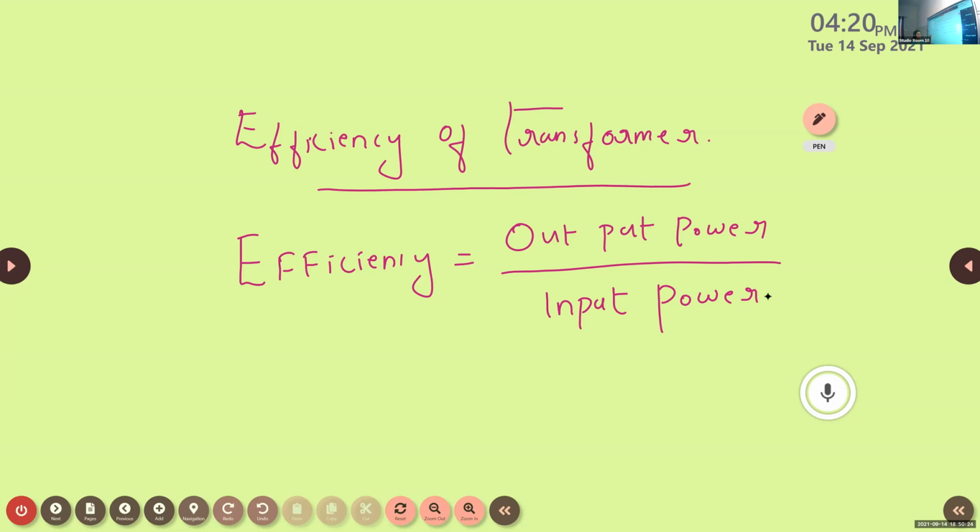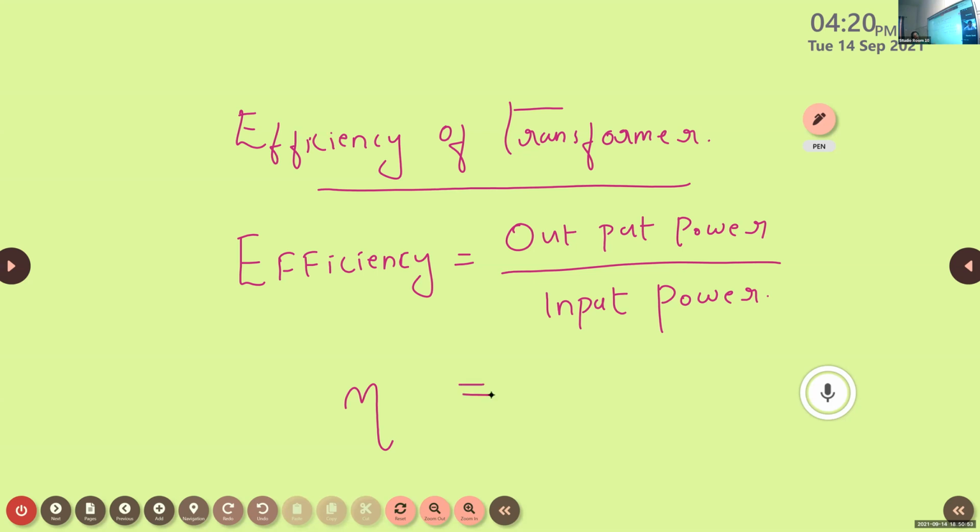And this efficiency is denoted by a letter which is known as eta. Not theta, eta. Efficiency is denoted by eta. I think sometimes you may have heard this term in chemistry. Have you heard this term? Eta. Efficiency is denoted by the letter eta.